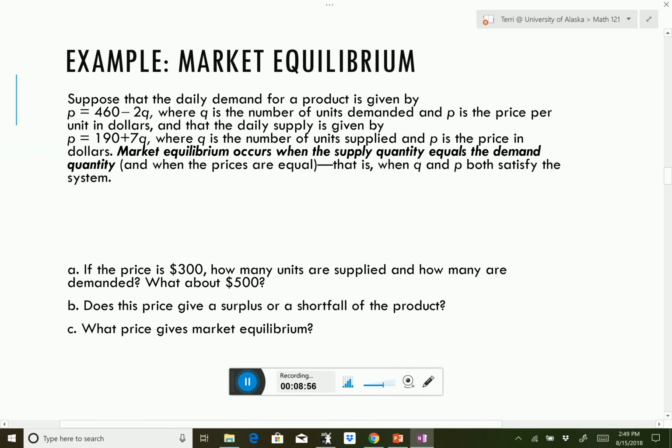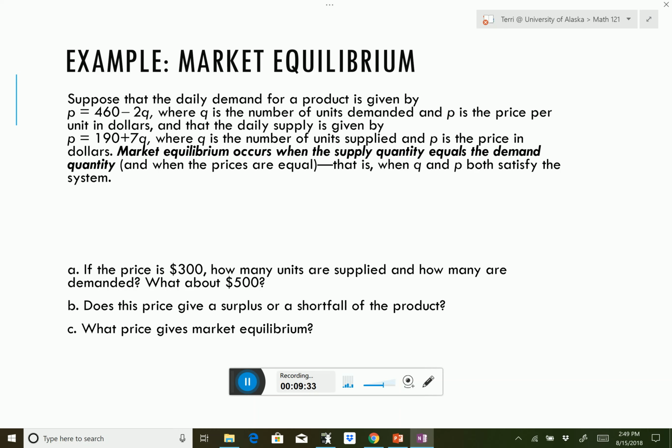So let's talk a little bit about how we figure that out. Suppose the daily demand for a product is given by P equals, so that's price, equals 460 minus 2Q. Q is the number of units demanded and P is the price per unit in dollars. And the daily supply is given by P equals 190 plus 7Q, where Q is the number of units supplied and P is the price in dollars. Now again, market equilibrium occurs when supply equals demand, when the quantities are the same. That is, when Q and P satisfy this system.